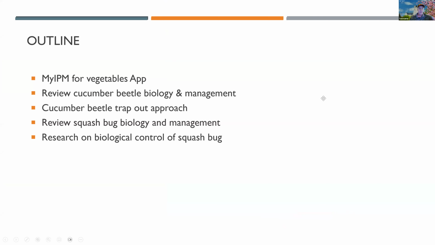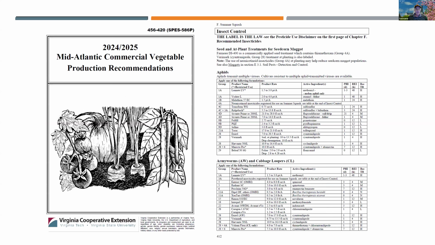So please feel free. I'd like to talk about the My IPM app. Hopefully some of you have heard of that a little bit, and it is relevant to this one because we have cucurbits in that app. Then I'll talk about these two pests that were in the title, cucumber beetle and squash bug, their biology, their management, and a little bit of the research that my grad students and I have been doing. So we will go ahead and roll on.